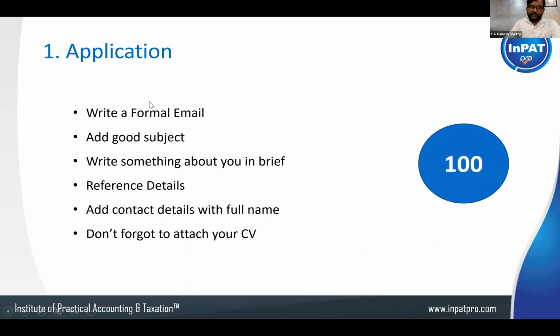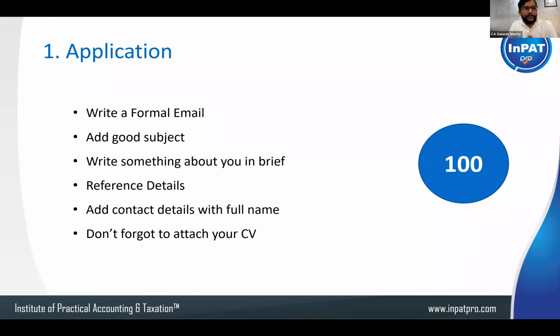First is the application. As you know, you are one of the applicants. Not only you are the applicant, right? So let me take 100 applications as come. So for your application to be considered out of this 100, what are the important factors you have to consider? Write a formal email. Your CV has to go with the formal email.